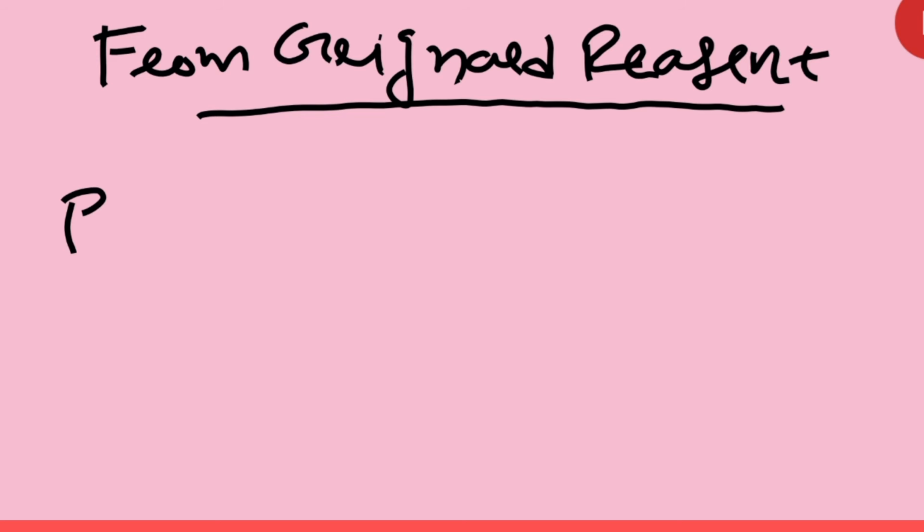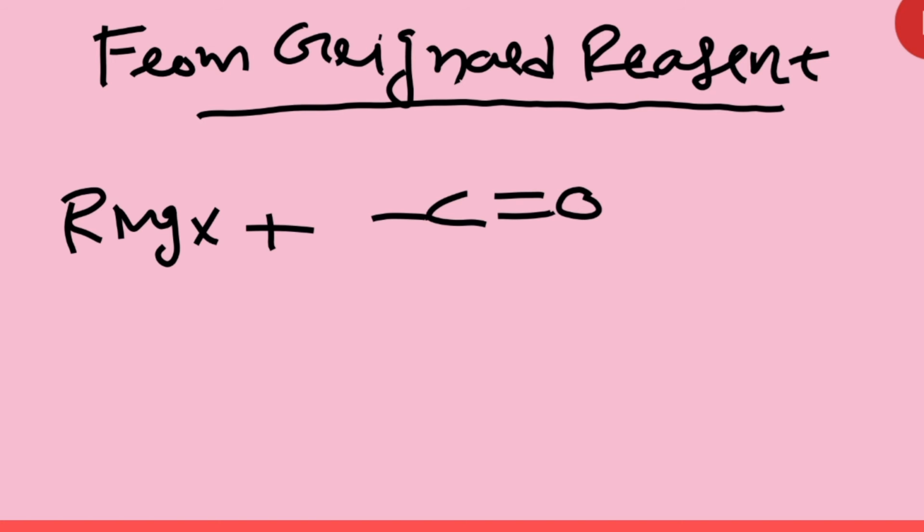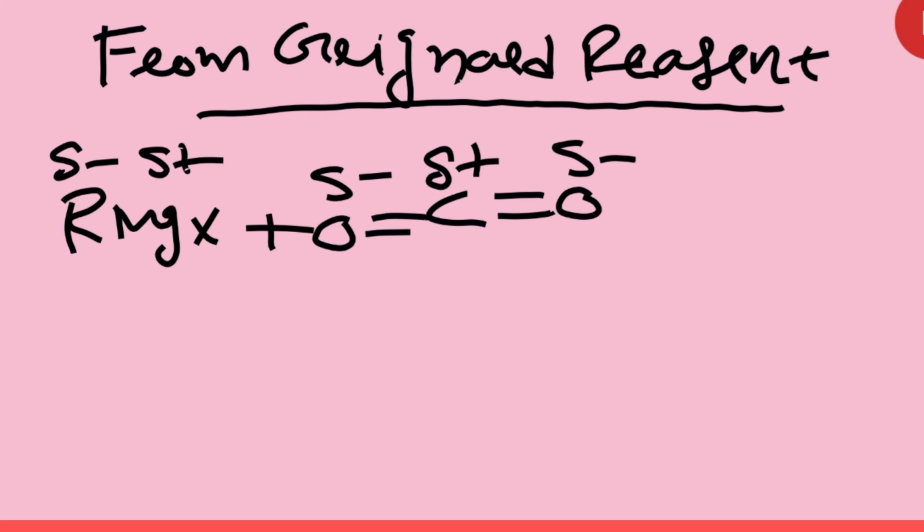We are going to prepare the carboxylic acid from the Grignard reagent. From where are we going to prepare? From the Grignard reagent. All of you see there, when we are preparing this carboxylic acid from the Grignard reagent, we have to use CO2 and RMgX. This is CO2. C is always positive, R is negative, Mg is positive.